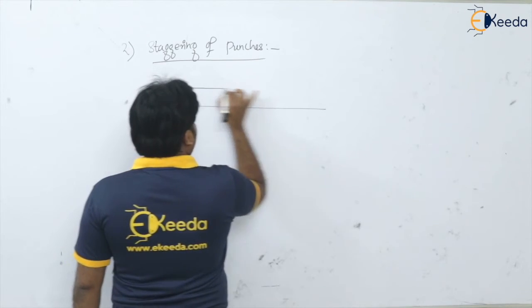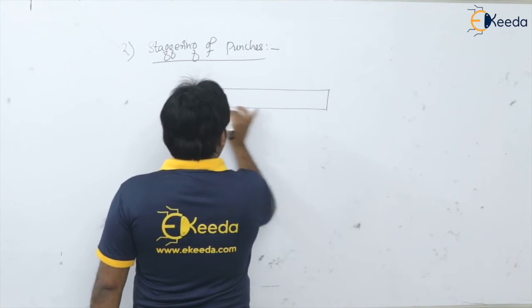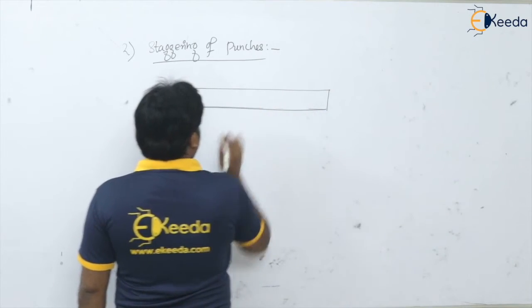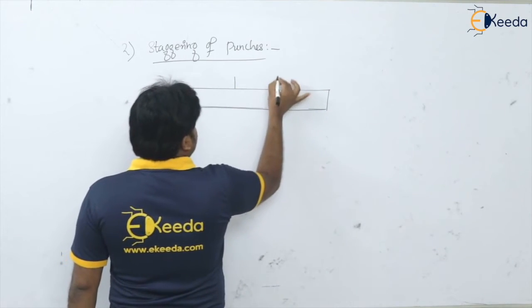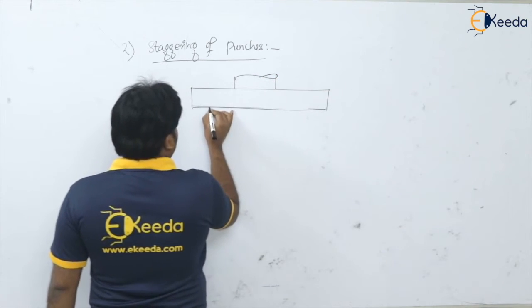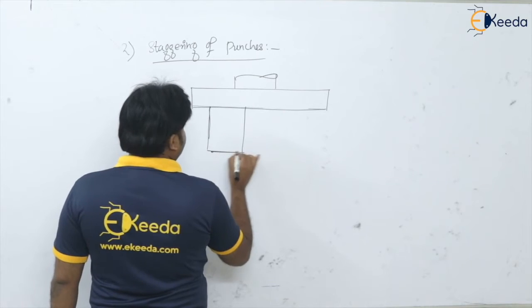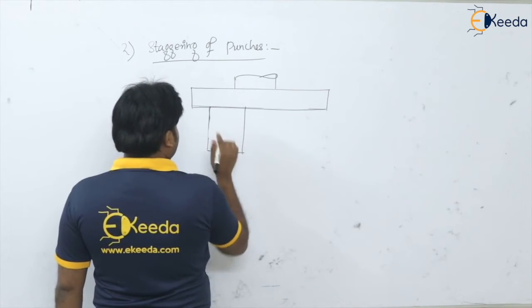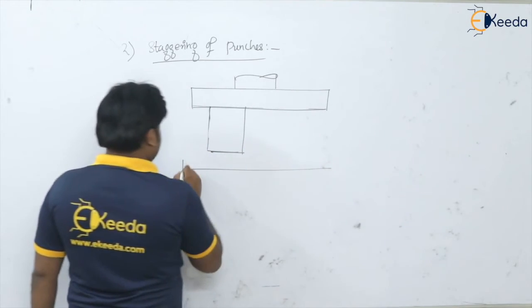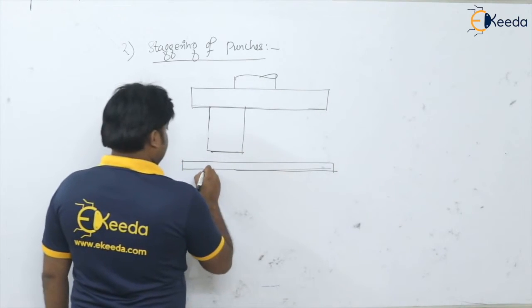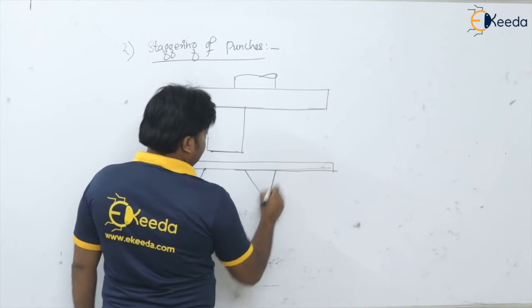So as in progressive die, at one stroke more than one operation is carried out. So basically there is more than one punch. Okay, so here this is our stock or sheet and this is the die.